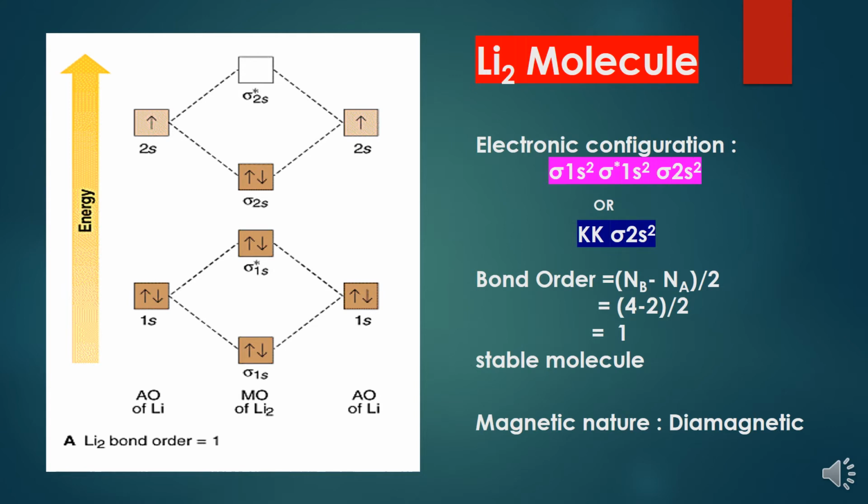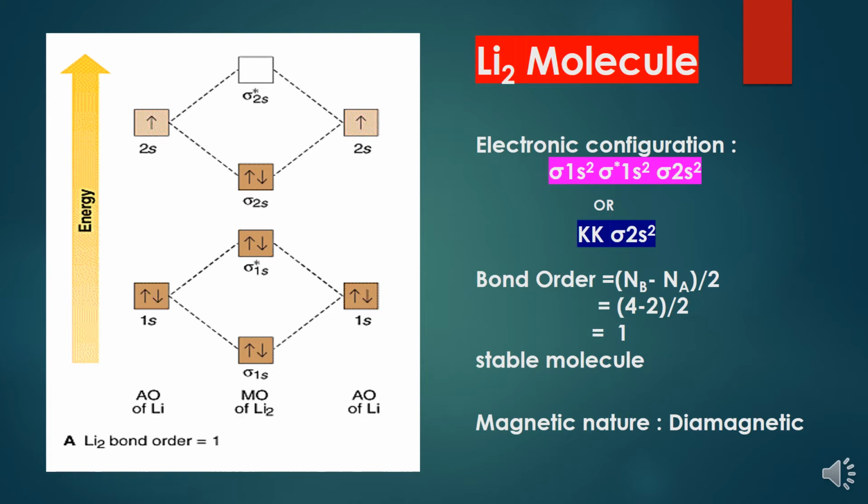Next, Li2 molecule. The Li2 molecule is depicted in its molecular orbital diagram, and as you can see, it is a 6 electron system, with 3 electrons per lithium atom. These 6 electrons will be filled as 2 in sigma 1s, then 2 in sigma star 1s, and the next 2 will enter sigma 2s, which is higher in energy. But sigma star 2s will remain empty because no electrons are left to be filled. The electronic configuration accordingly is sigma 1s2, sigma star 1s2, and then sigma 2s2.